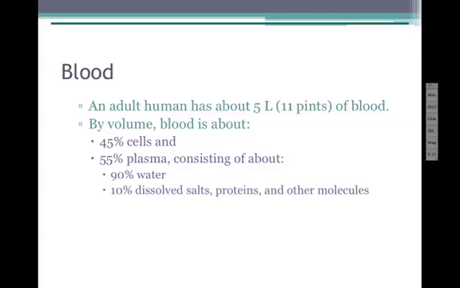Now, we have quite a bit of blood in our body, 5 liters or 11 pints of blood, and of the total volume of the blood, 45% are solid cells, solid matter, and 55% is plasma, which is consisting of 90% water and 10% of some salts, protein, and other molecules that are just dissolved in the fluid. Just like salt dissolves in water, you have dissolved salts, proteins, and molecules inside the water of the plasma.